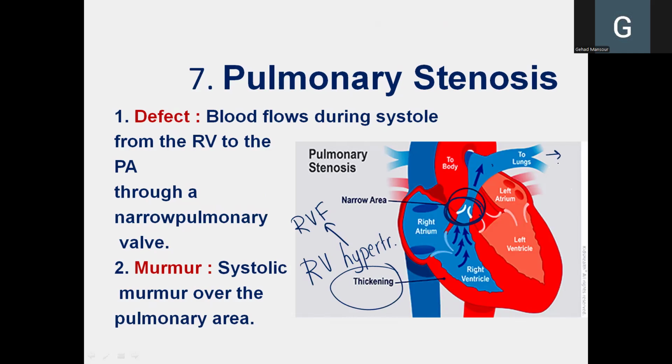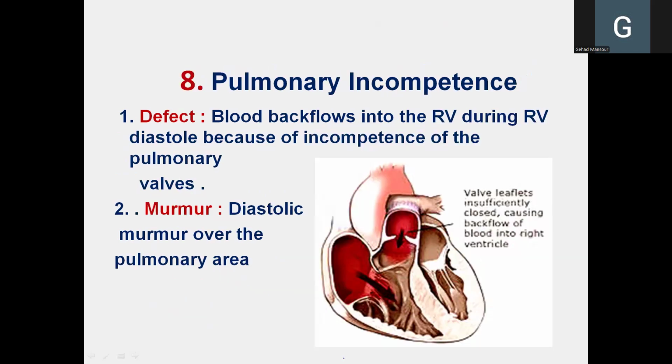Less blood will be passing to the lungs to be oxygenated, then less oxygen will be obtained from the lungs, less oxygen will reach the tissues, and therefore less energy. The murmur is heard during systole. So you will hear a systolic murmur between S1 and S2 over the pulmonary area.